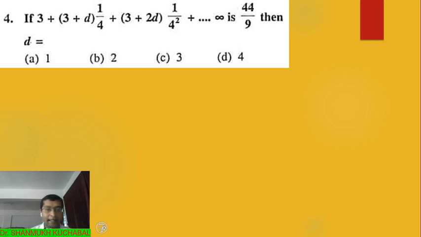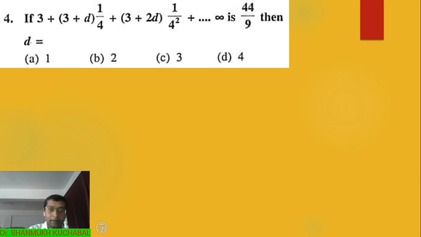Okay, further, example number 4. We have a series here. That is, if 3 plus (3 plus d)(1 by 4) plus (3 plus 2d)(1 by 4) square plus so on, and 44 by 9 is the sum, then we have to calculate d. It is an arithmetic geometric series. See, 1 by 4 to the power 0, 1 by 4 to the power 1, so this is geometric, whereas 3, 3 plus d, 3 plus 2d is an arithmetic series.